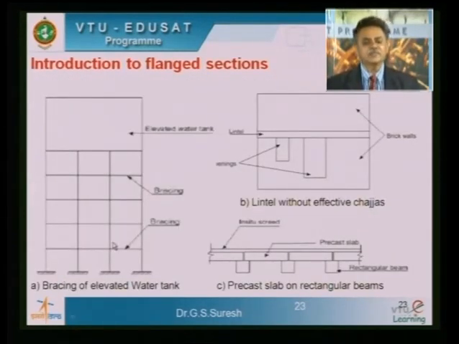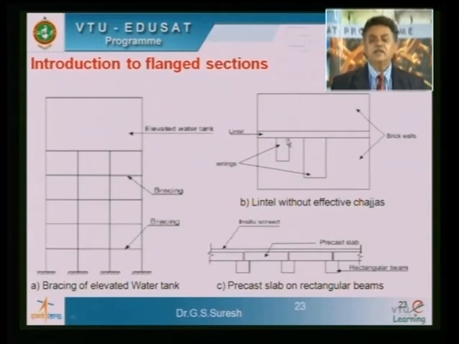So here I have shown you some sketches wherein the beams act like rectangular beams. This is a water tank. On the top you have a tank and it is supported by beams and columns. These beams are called bracings, which act independently as a rectangular beam. In the case of a lintel, which you provide over an opening, where you will have a small chajja which is ignored, that will be considered as a rectangular beam. And here, as I just told you, precast slab: you construct the beam separately, then you make the slab separately, and you put the precast slab above the beam. No interaction will be there between the beam and the slab. Then that section is considered to be a rectangular beam.